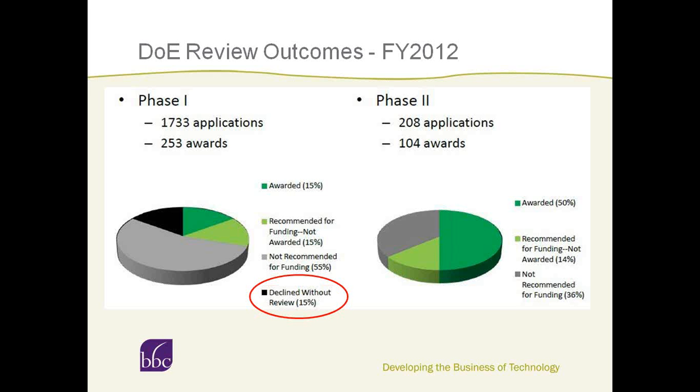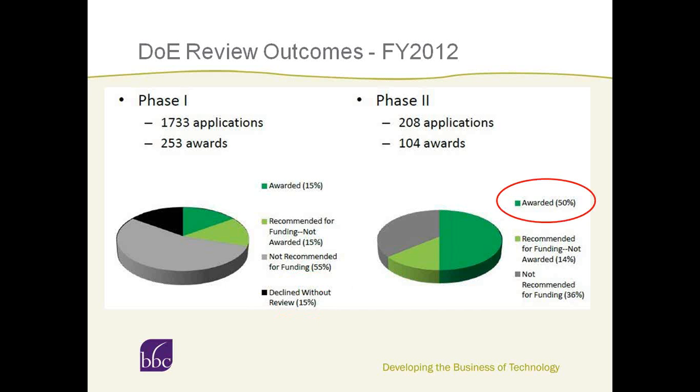So this is good for you, because you're going to be following the rules, which increases your chances of getting funded. An equal percentage of applicants were recommended for funding but did not receive awards, and an equal amount to that were recommended for funding and were awarded. So 15% in fiscal 2012, according to this data source, of the Phase 1 proposals were awarded.